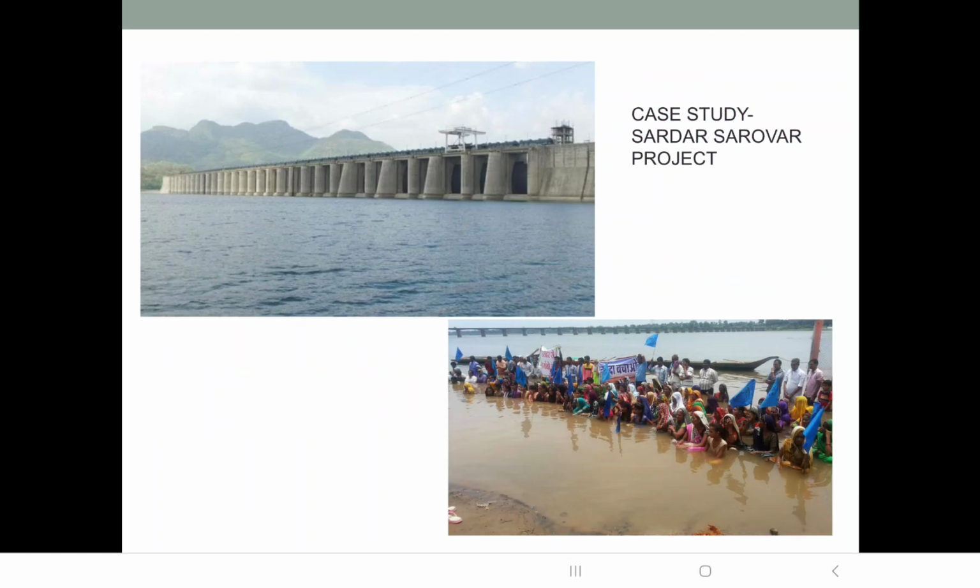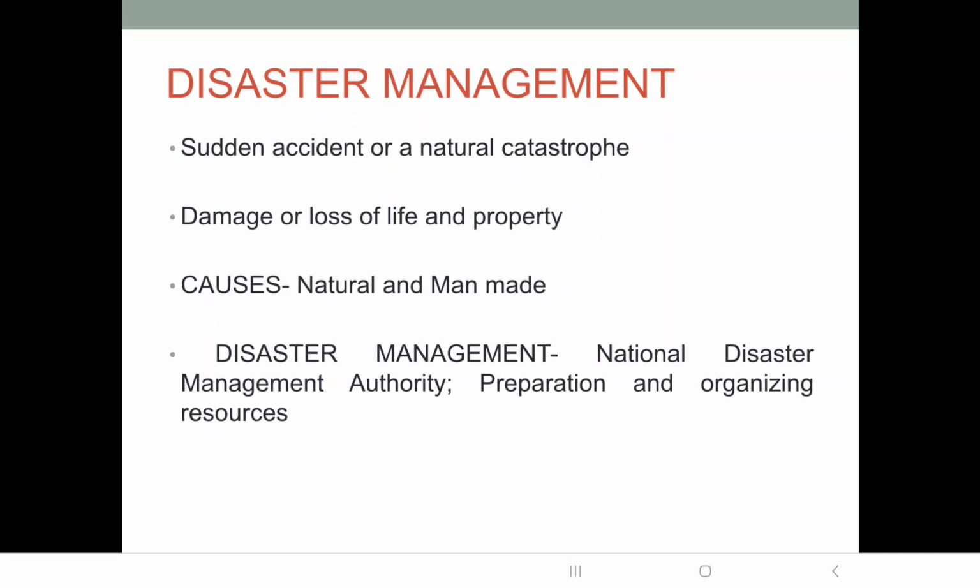Then the case study, that is Sardar Sarovar project, we discussed that it is one of the ambitious projects of the government of India, and it is built on river Narmada. We have seen the economic packages and the infrastructure facilities that were given to those rehabilitated, and we have also seen or discussed what were the reviews given by the people, whether they were happy or not with this resettlement or rehabilitation.